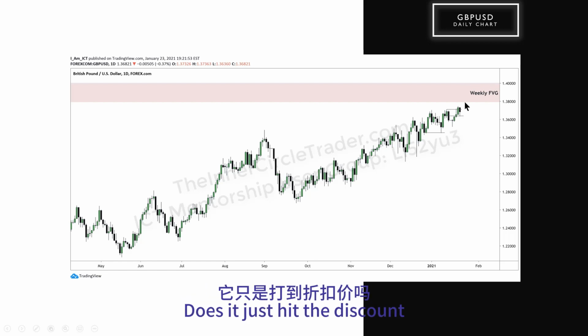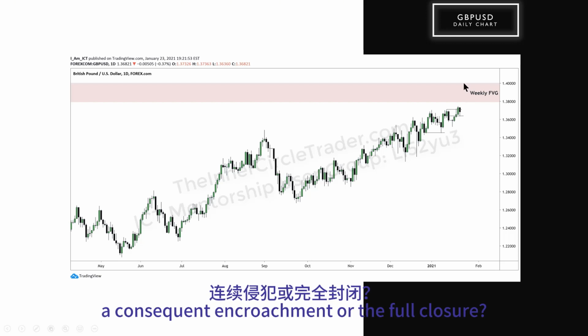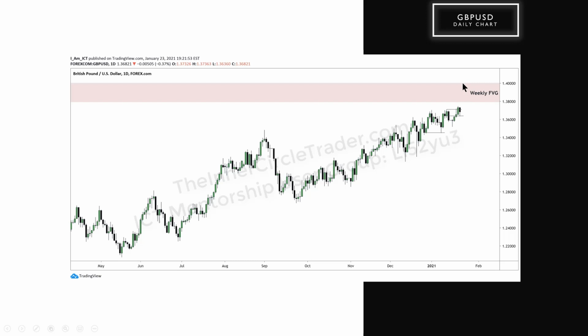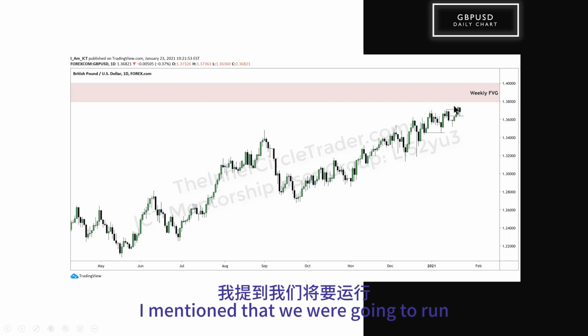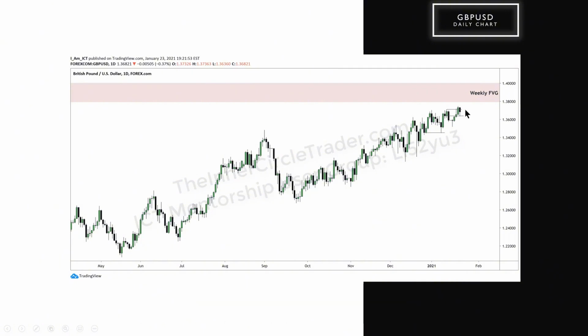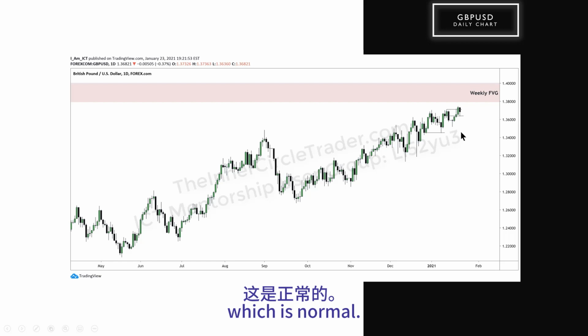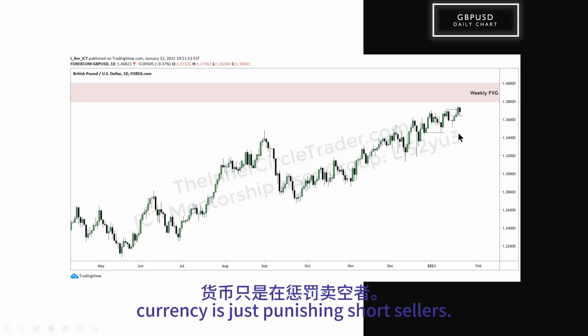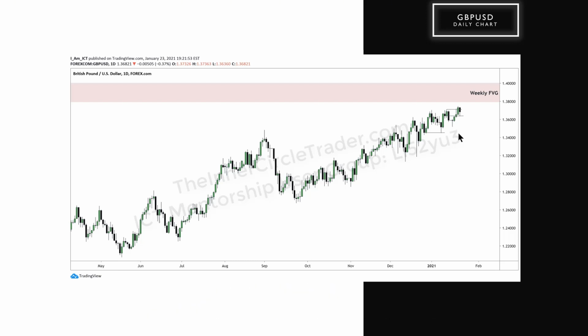Does it just hit the discount end of the weekly fair value gap and stop there, or does it press into consequent encroachment or the full closure? I don't know, but I know that this is a draw on liquidity. I mentioned that we were going to run above these relative equal highs again. We did that on Thursday. Traded a little bit softer on Friday, which is normal, but this currency is just punishing short sellers, and I mentioned this many times, and I don't think we're done with it.